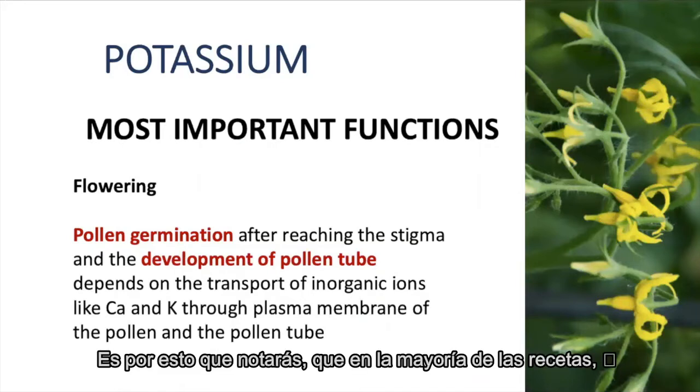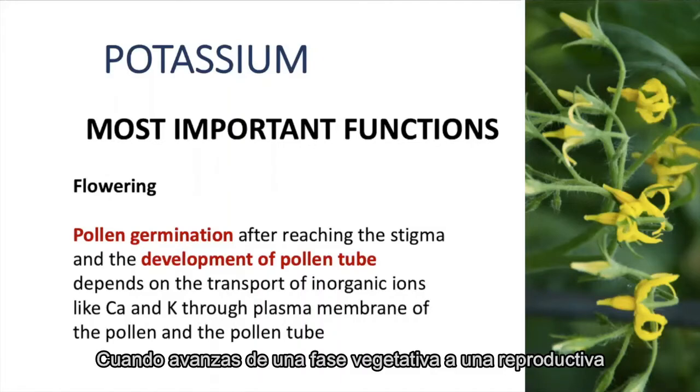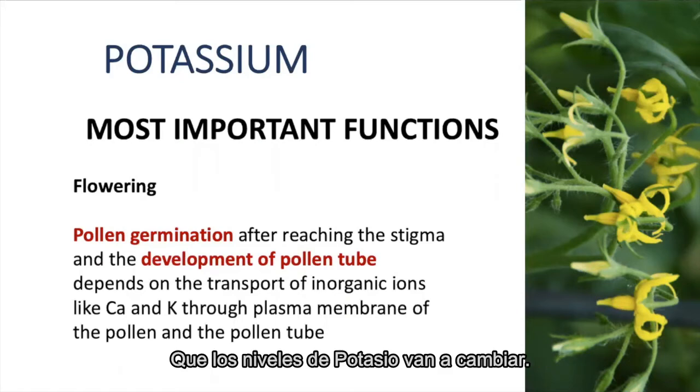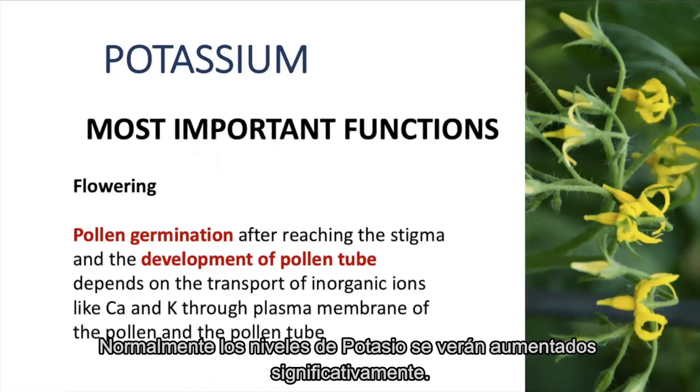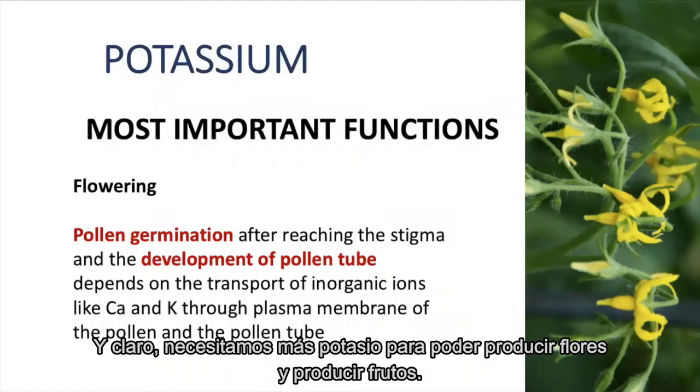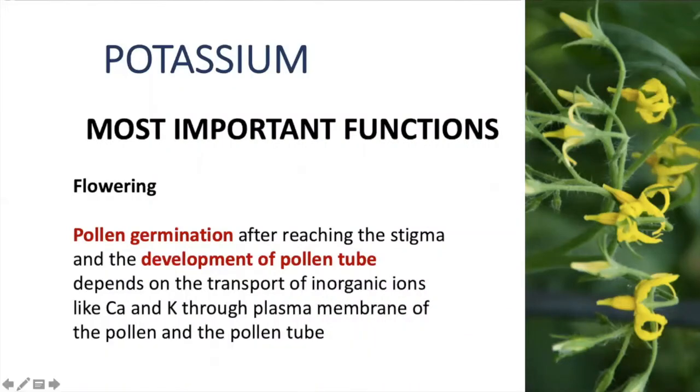So this is why you will notice in most recipes, when moving from a vegetative phase to a generative phase, that the levels of potassium will change. Usually, levels of potassium will significantly be increased. We need more potassium to produce flowers and to produce fruits.